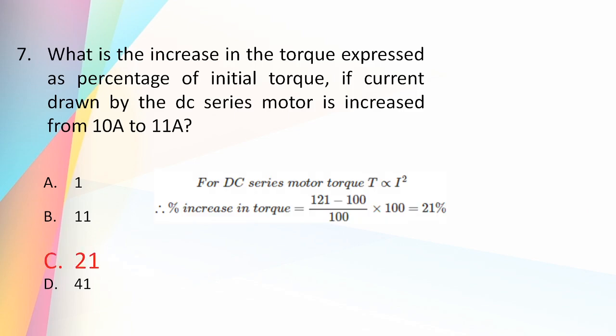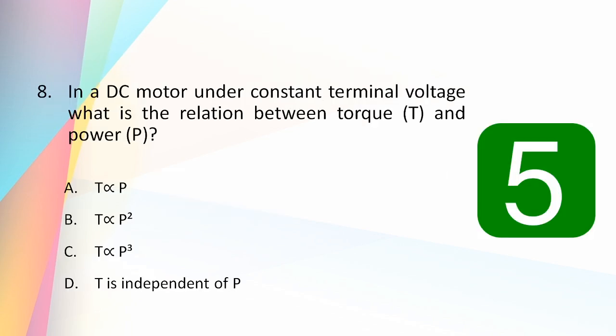And the answer is 21. So for a DC series motor, we know that T is proportional to phi Ia, or it is proportional to I square, as phi is proportional to I. So the percentage increase, for a current going from 10 to 11, 11 square will be 121. The percentage increase is obtained as (121 minus 100) divided by 100 into 100 percent, which will be 21 percent.